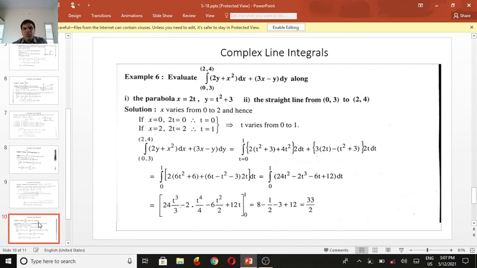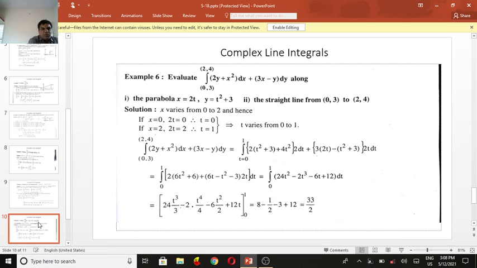One more problem. Integral from (0,3) to (2,4) of (2y + x²) dx + (3x - y) dy along a parabola. We know the parabola form: x = 2t, y = t² + 3. Again, in the second form, the straight line from (0,3) to (2,4).